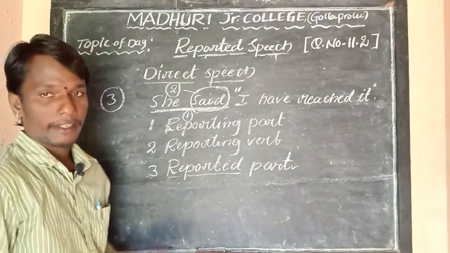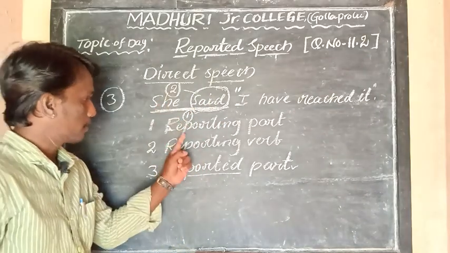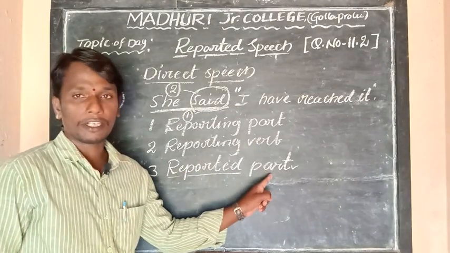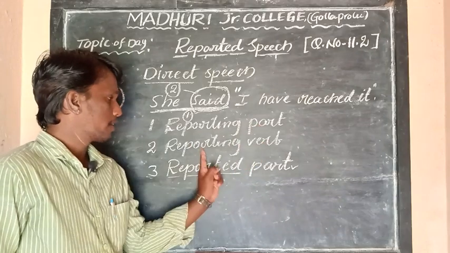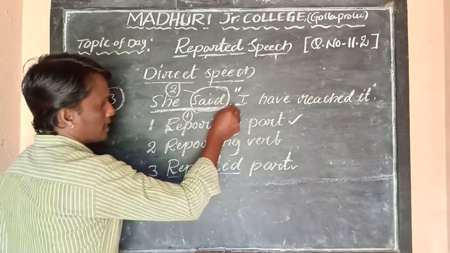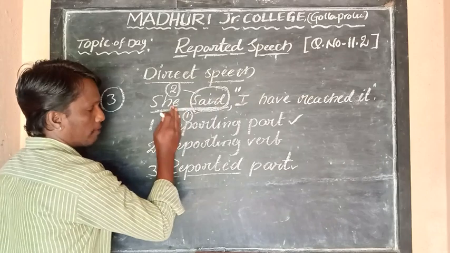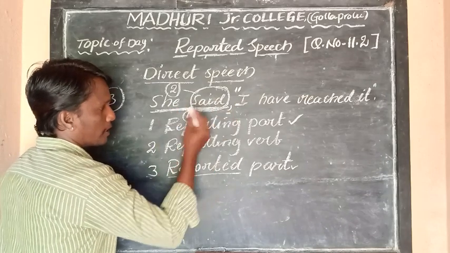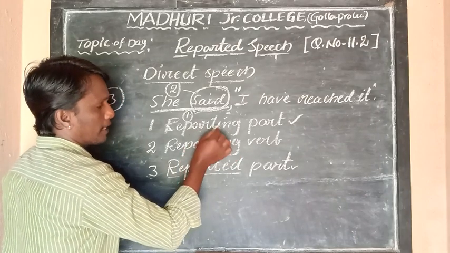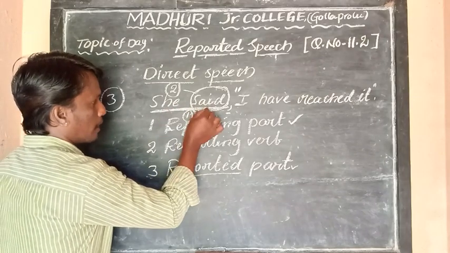Now once again I repeat. Direct speech has 3 parts: reporting part, reporting verb, and reported part. What is the reporting part? A sentence before the comma, or out of the inverted commas. Before the comma is the reporting part. And what words do we find in the reporting part? We find only the subject and the verb.